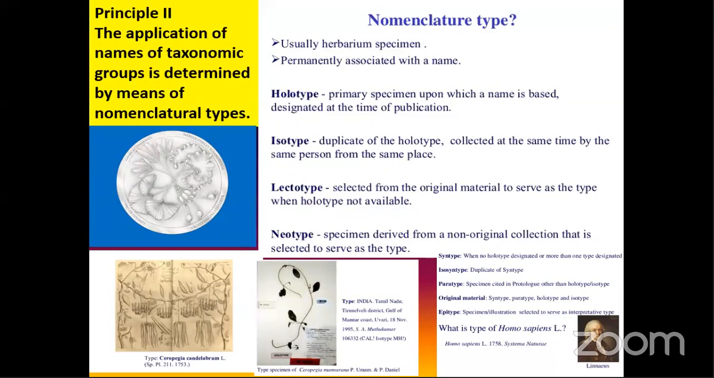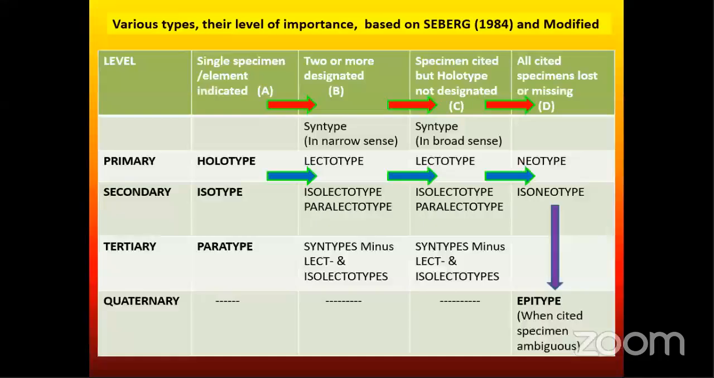So these are the processes there. A lot of processes are there. I will explain clearly in the next slide. Go to the next slide. You can see the various types and their level of importance based on Siebert, 1984, slightly modified. You can see in the first column I have put the red arrow mark.